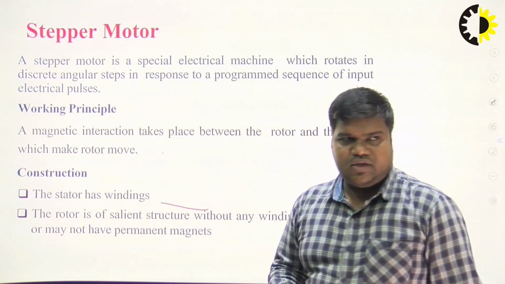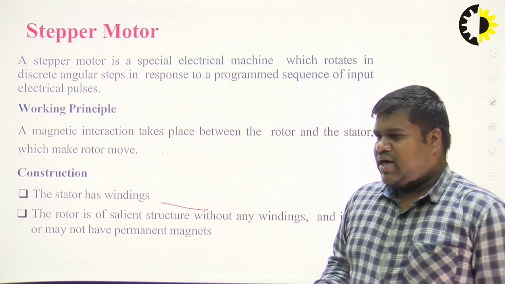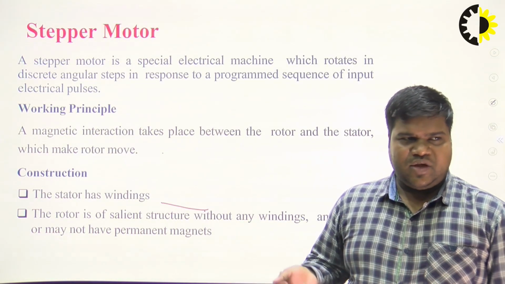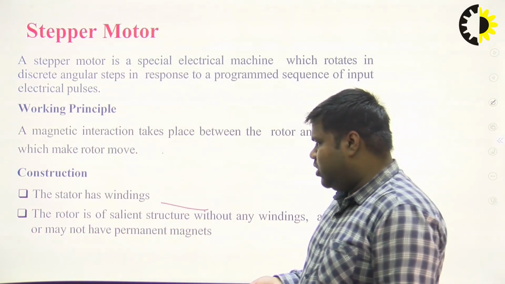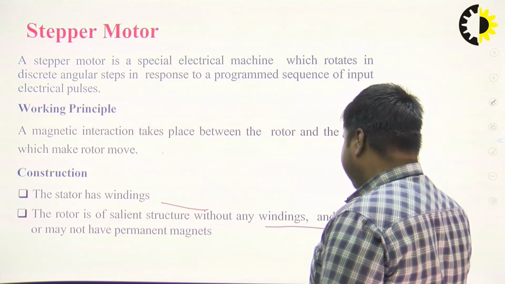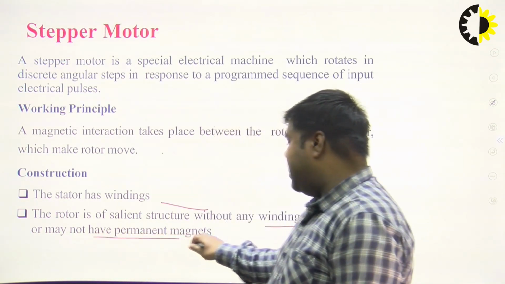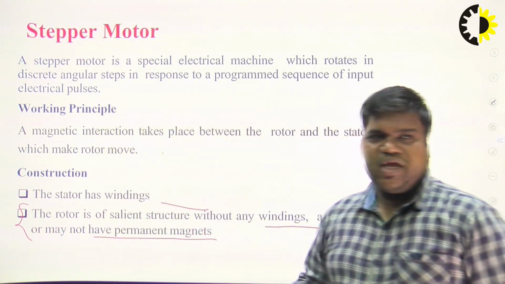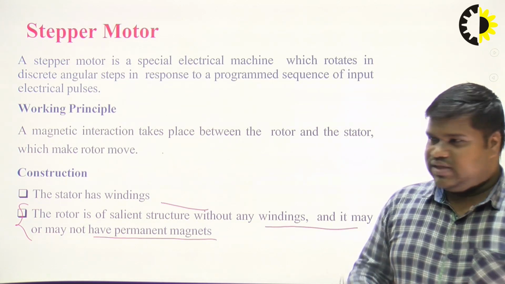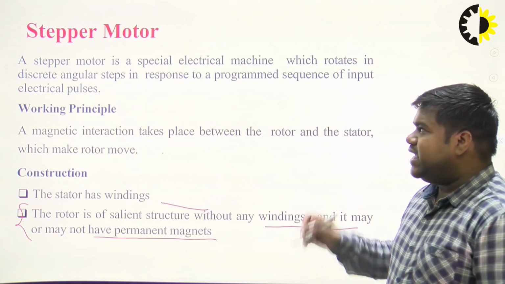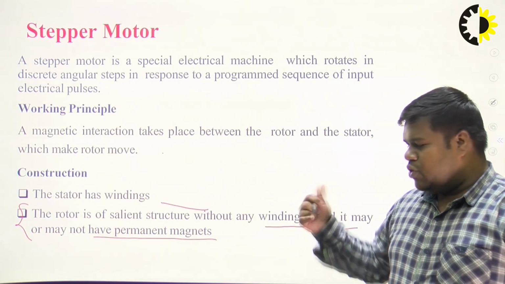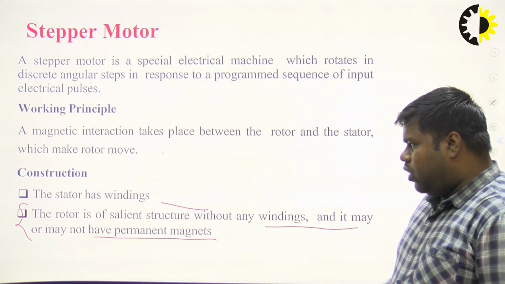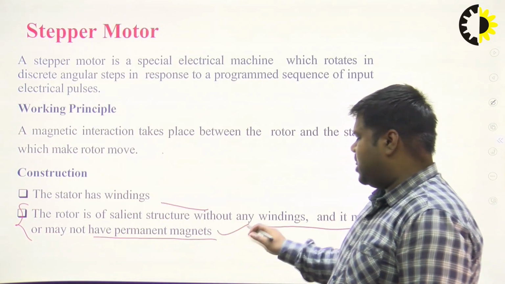If we see the construction, these are the stator and the rotor. The stator has the windings, and the rotor is of salient pole structure without any windings, and it may or may not have permanent magnets. That is the main thing: the rotor is of salient structure without any windings. The stator has the windings, but the rotor has no windings in its structure, and it may or may not have permanent magnets.